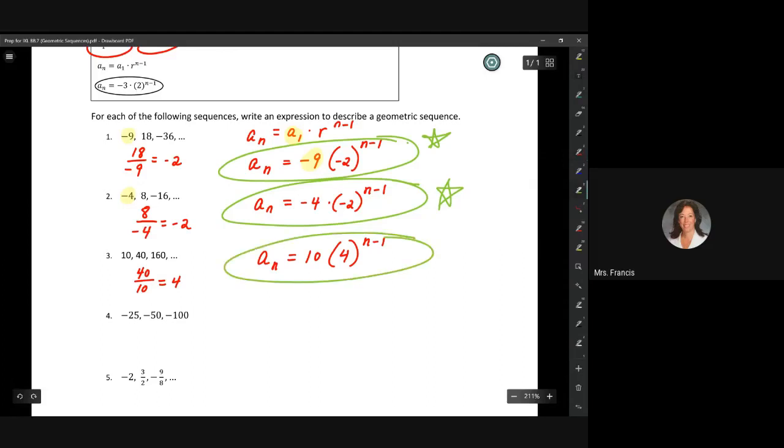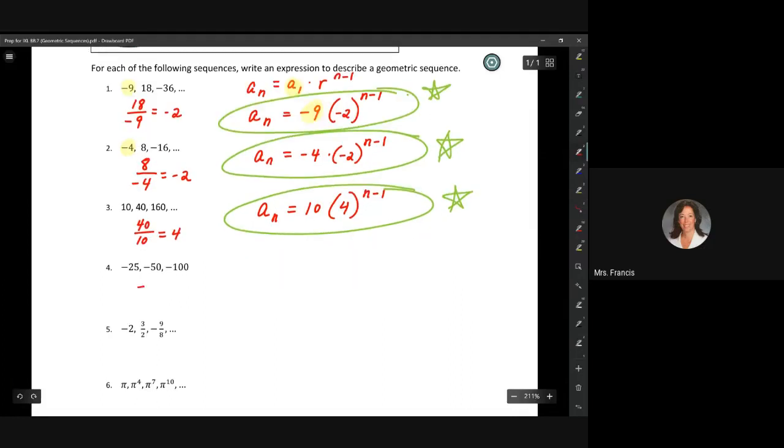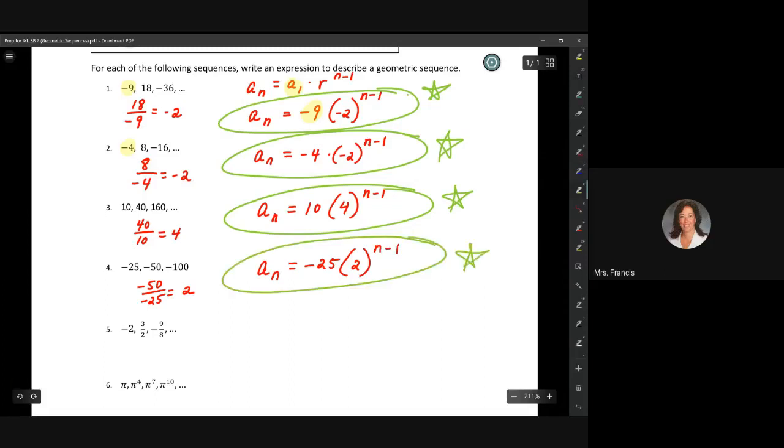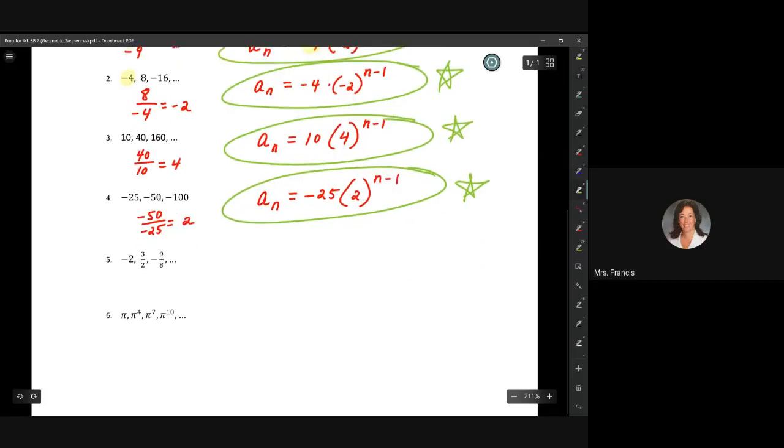These are going quick. Find the common ratio. The formula for the nth term is equal to the value of the first term times the common ratio raised to the n minus 1 power. Another one done.